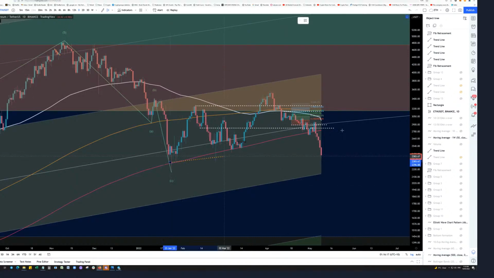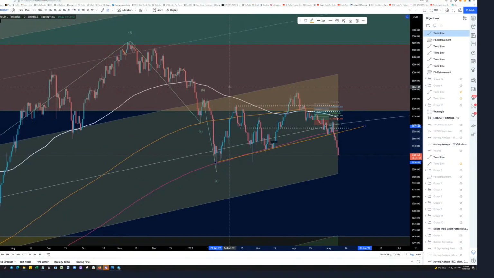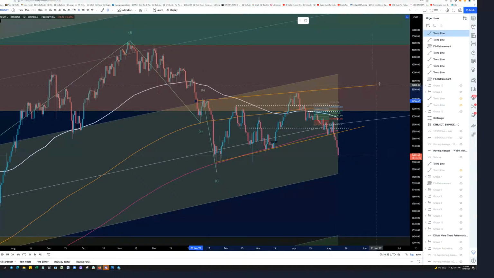What we had at Ethereum was a level there, and if I didn't have COVID, I would definitely look to short that. Missed out big time. COVID wrecked me. Got to find a real nice trade there. Anyway, as you can see my lines.